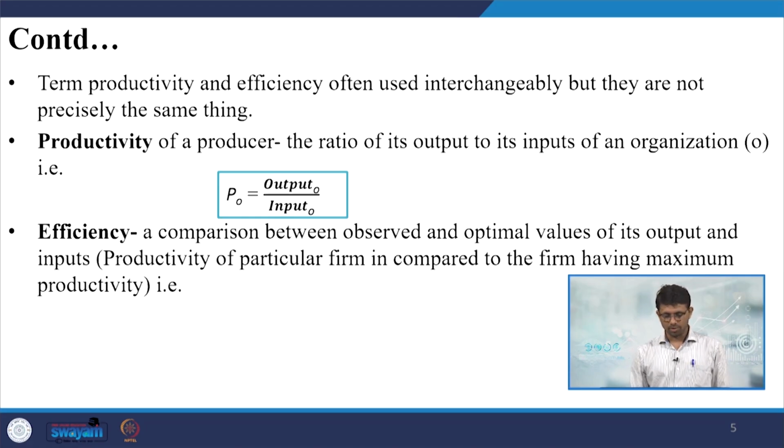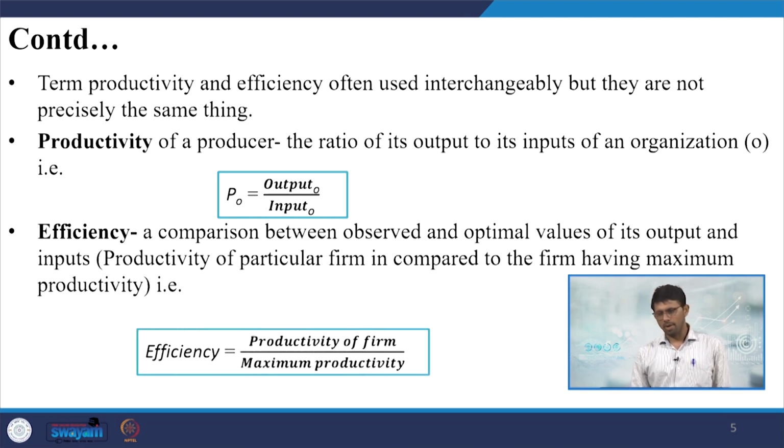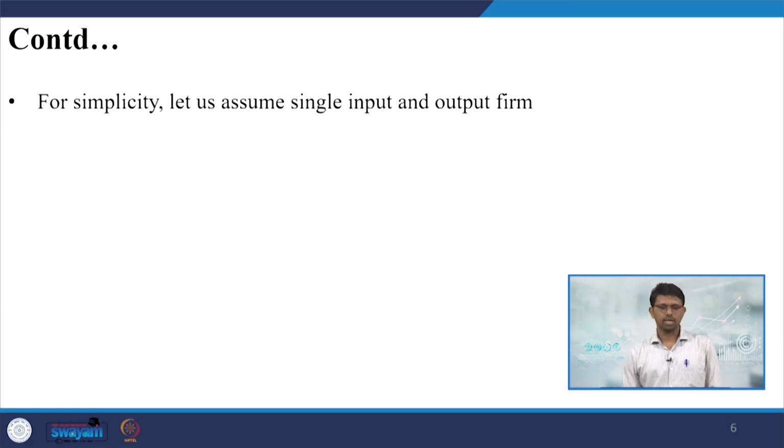So it is the productivity of a particular firm compared to the firm having the maximum productivity. That particular unit may be a DMU or a firm in competition standing differently than others; it is basically a comparison with their maximum productivity. So efficiency is defined as the productivity of that particular firm in the numerator and maximum productivity in the denominator. Hence we can understand whether that firm is performing better or not compared to others.